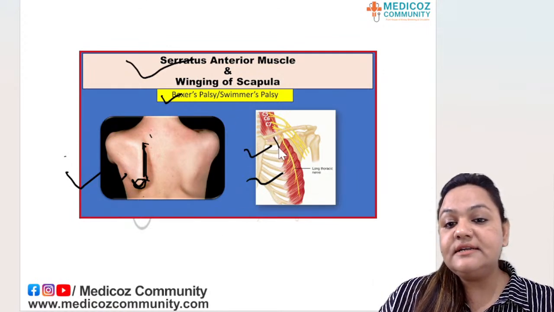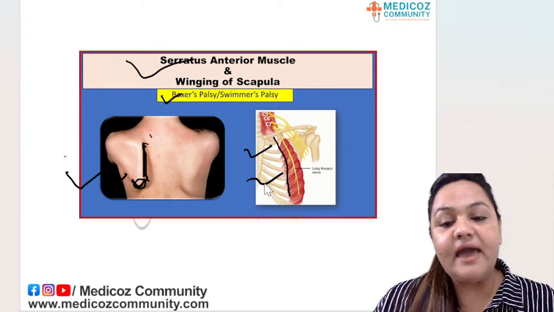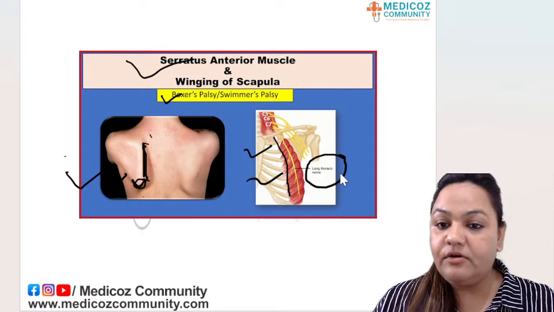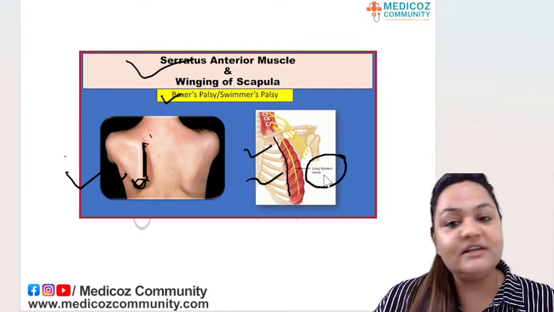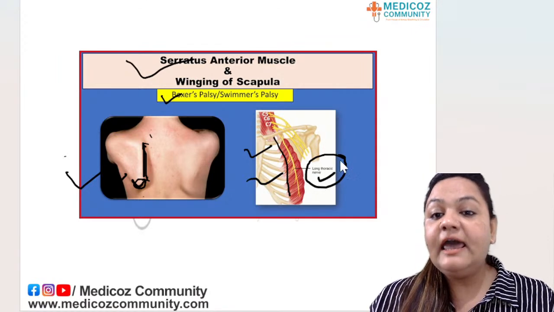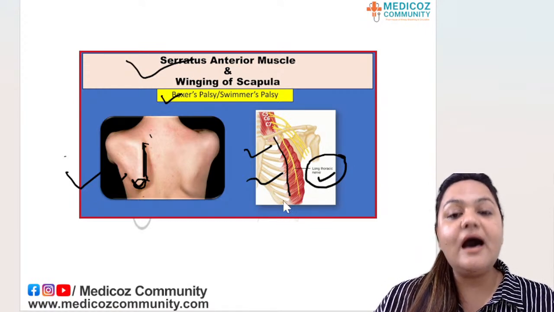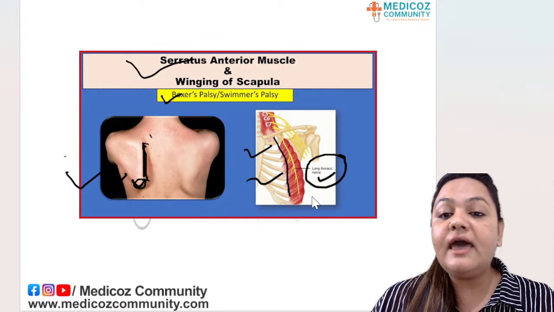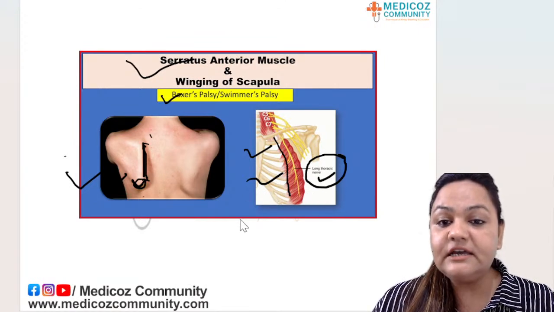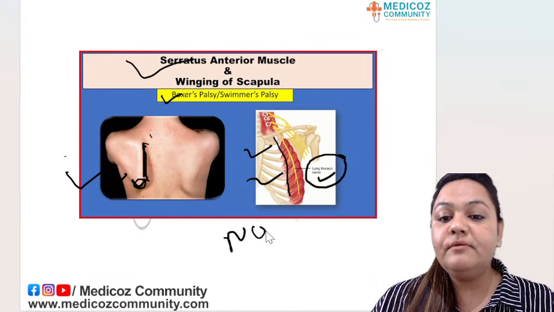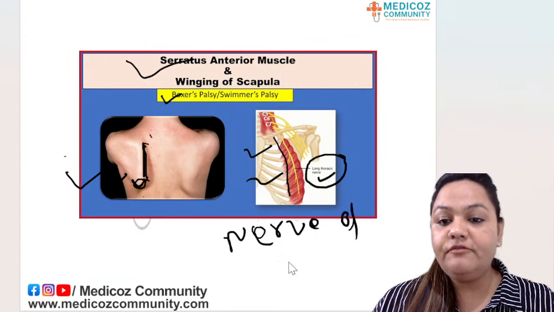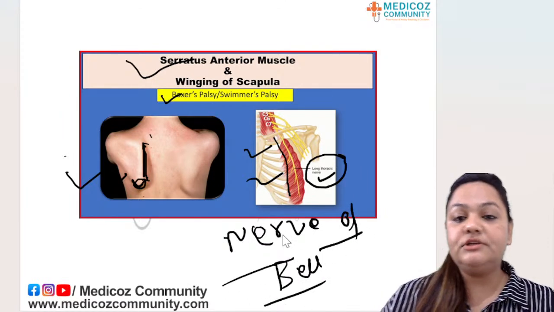Because this serratus anterior muscle is supplied by a nerve, and the name of this nerve is the long thoracic nerve. This long thoracic nerve is again a very important nerve, and it arises from the upper trunk of the brachial plexus. This nerve is also known as the nerve to serratus anterior and nerve of Bell. Nerve of Bell. So you just have to remember this point here.